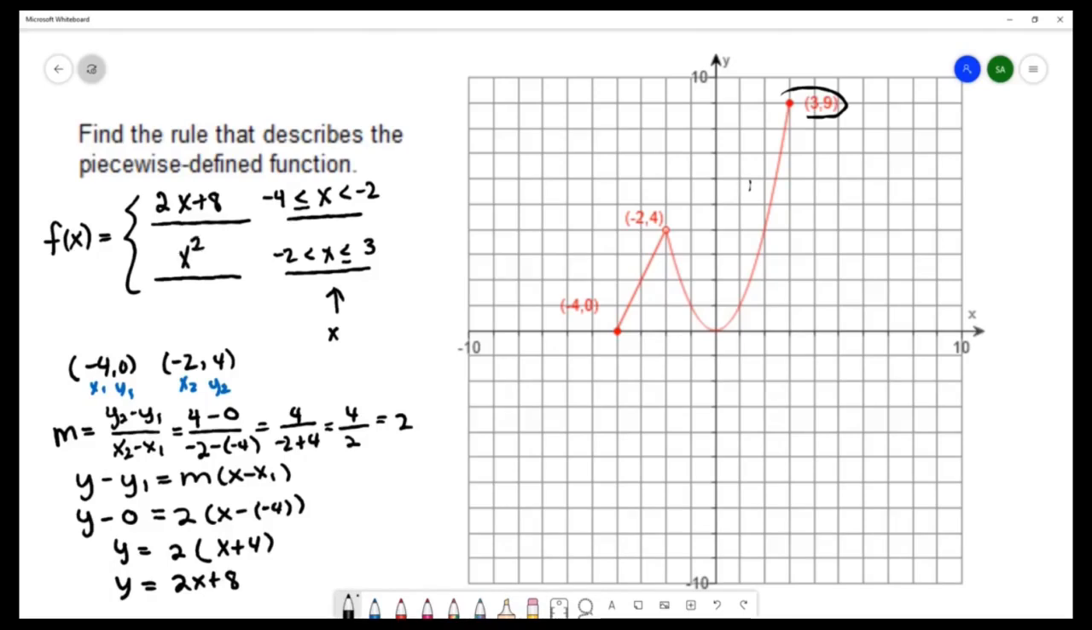So that gives us our piecewise defined function. F of x equals 2x plus 8 when x is between negative 4 and negative 2, including negative 4, and x squared when x is in between negative 2 and 3, and x equals 3.